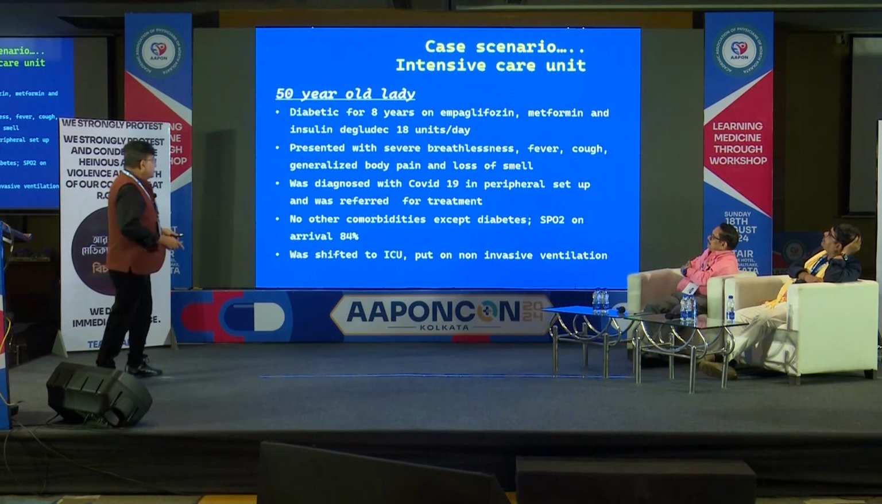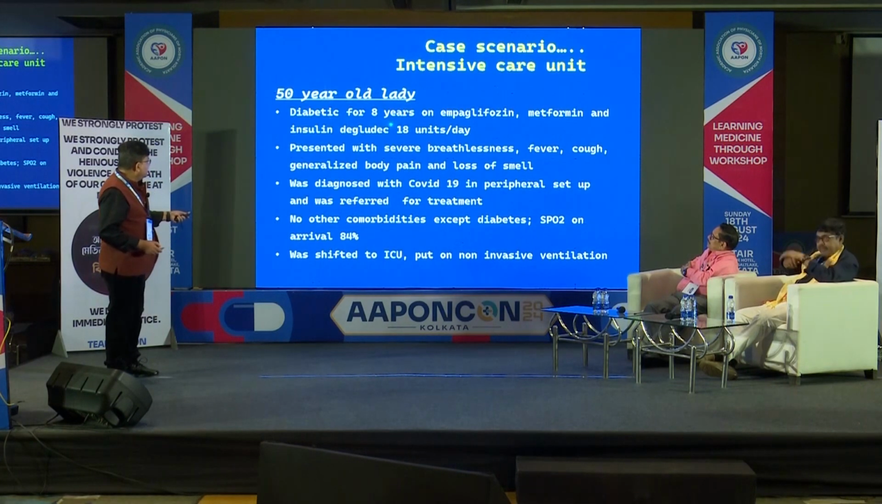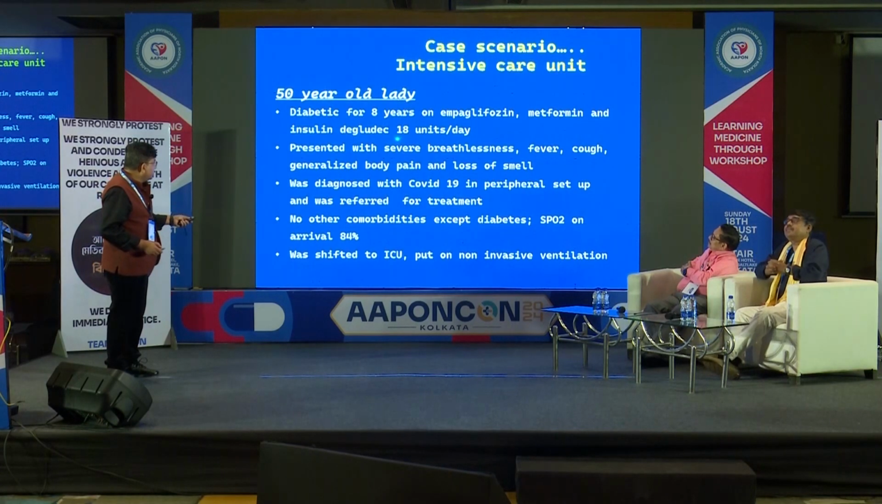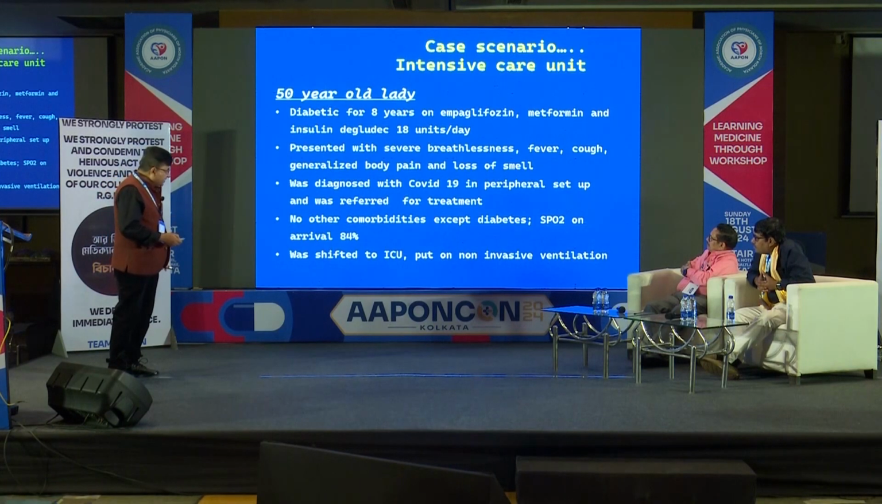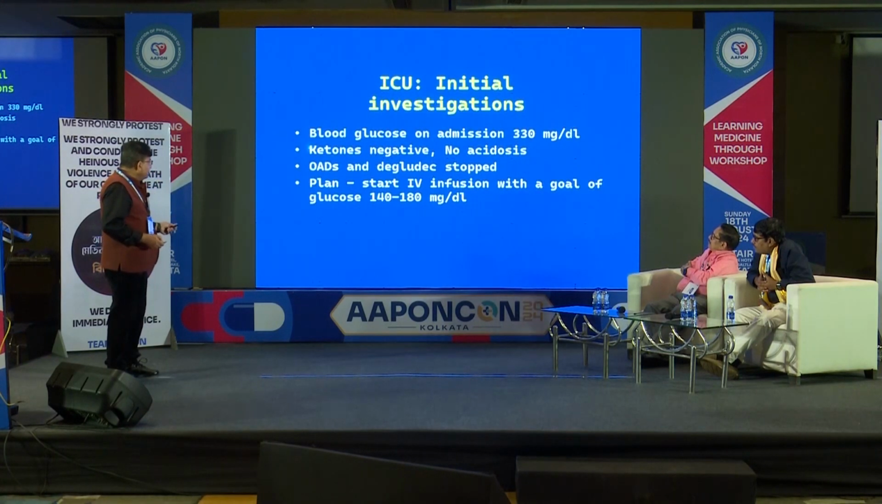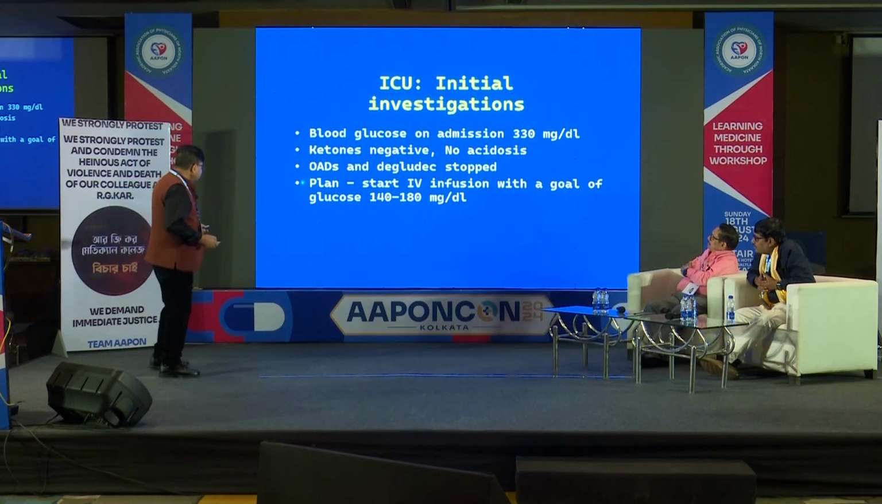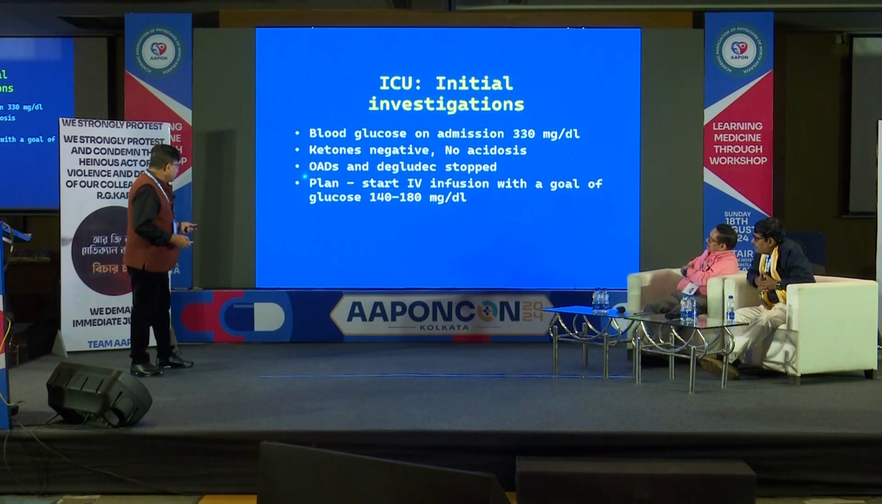So this is a bit of a longer case in an ICU patient. So very interesting points are there. This is a diabetic patient for 8 years, on insulin degludec 18 and empagliflozin metformin, presented with typical features of COVID-19, and there were no other comorbidities except diabetes. Because the SpO2 was low, the patient was put on non-invasive ventilation as per the guideline around that time. Admission blood sugar 330, the ketones were negative, and there was no metabolic acidosis to start with.